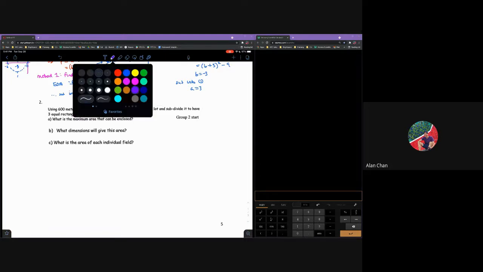So let's draw a diagram. Let's get a fun color. Now, we know it's a rectangular shape like this, and we know it's split off into 3 equal parts. Okay, that was bad. Let me try drawing that again.